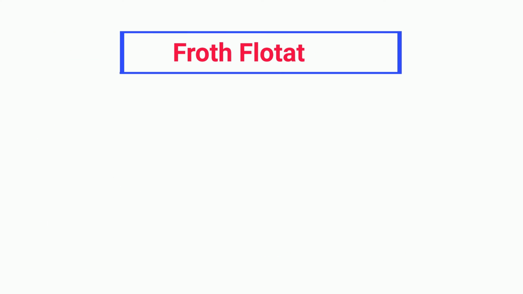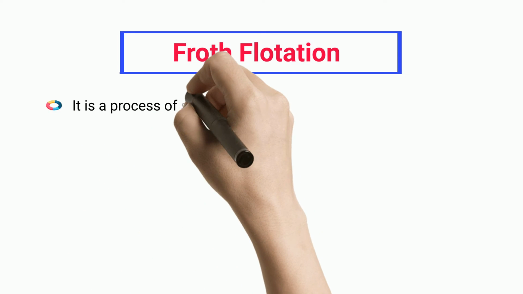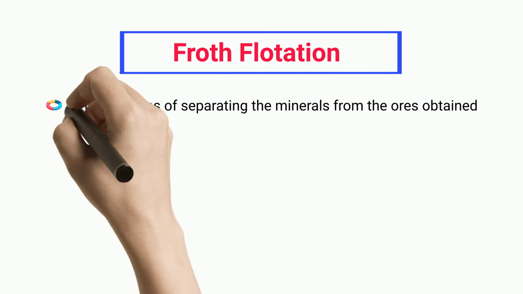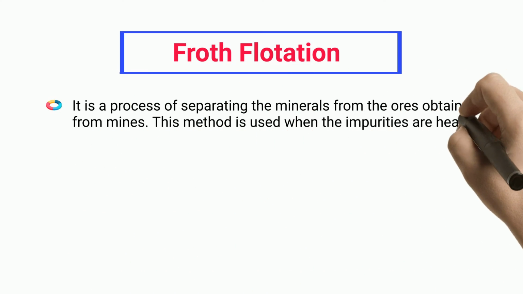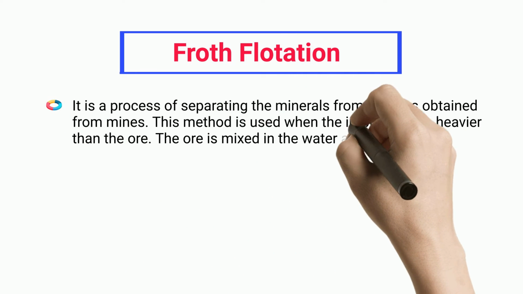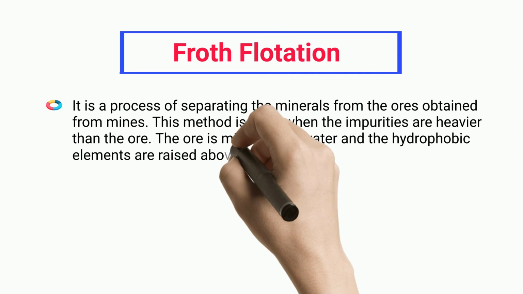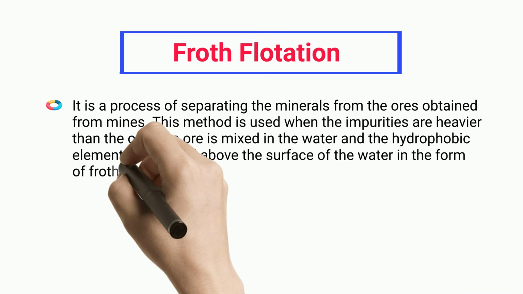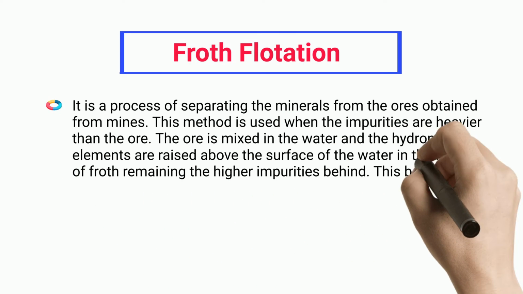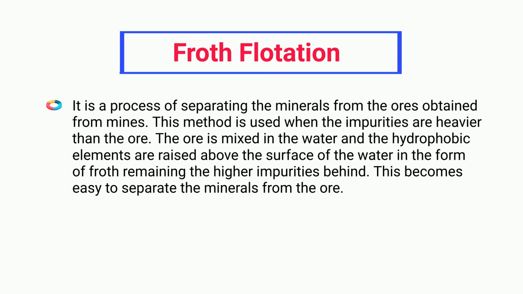Froth flotation. It is a process of separating the minerals from the ores obtained from mines. This method is used when the impurities are heavier than the ore. The ore is mixed in the water and the hydrophobic elements are raised above the surface of the water in the form of froth, leaving the heavier impurities behind. This makes it easy to separate the minerals from the ore.